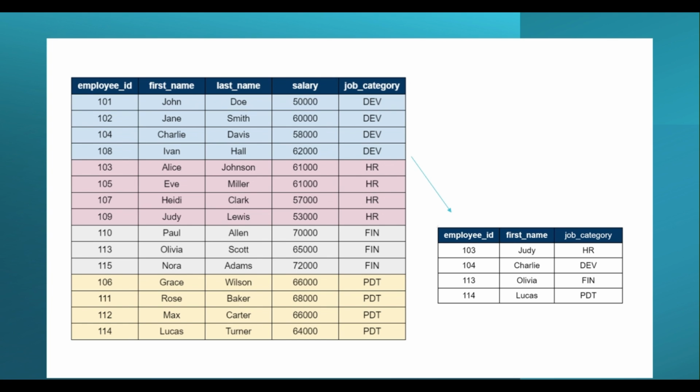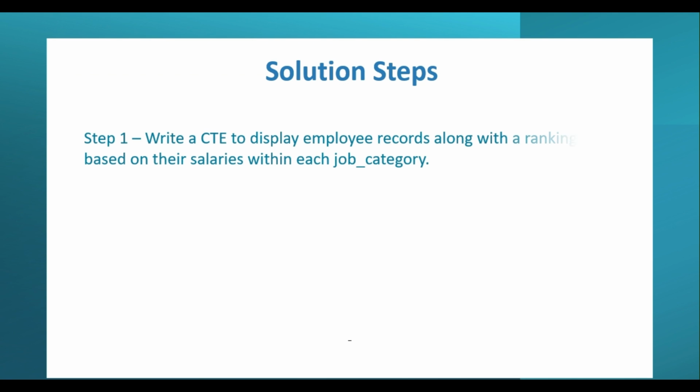I suggest you pause the video here to brainstorm and understand what methods you can apply and what functions to use to solve this problem. So let's move on to the steps. The first step would be to write a CTE to display employee records along with the ranking based on their salaries within each job category. This step is achieved by using the dense rank window function. Using that, we will be able to display the rankings based on their salaries within each job category.